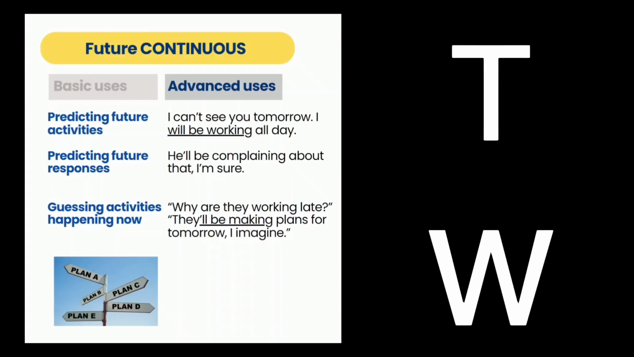Also, guessing activities happening now. Why are they working late? They'll be making plans for tomorrow, I imagine. I don't know it's happening, but I'm guessing that this is what is happening now somewhere else where I'm not. And the future continuous will be helpful for that. In this case, again, it's to do with present usage.